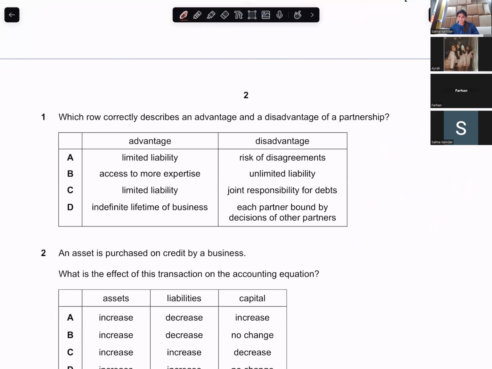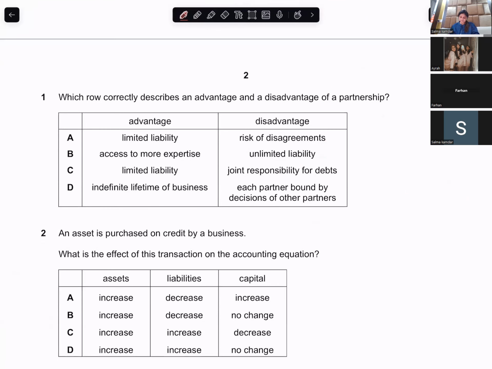Okay, so question number one says, which row correctly describes an advantage and disadvantage of a partnership? Okay, can you without reading give me an advantage of partnership? The advantage of the partnership is that the risks will be split in between the partners. Okay, risk will be split between the partners. From here, which is an advantage for partnership? From here, it's going to be access to more expertise.